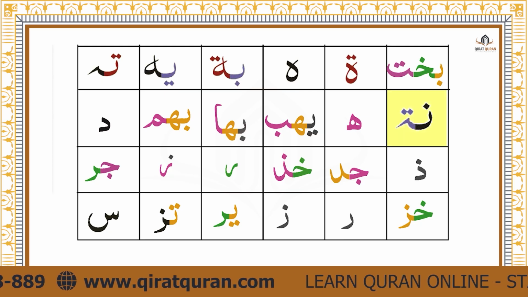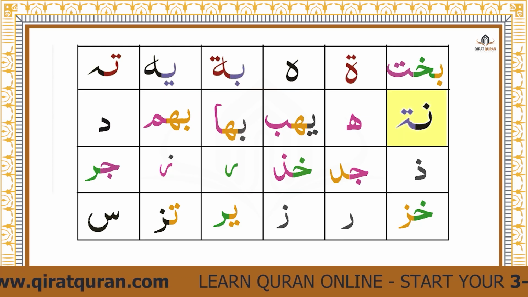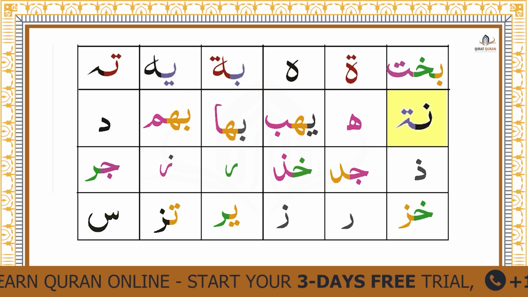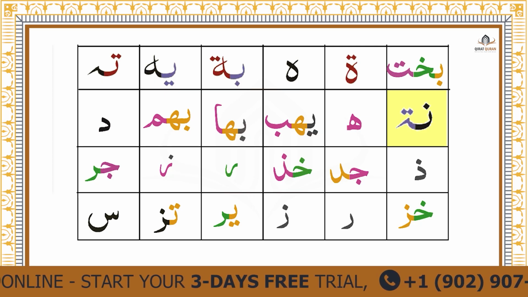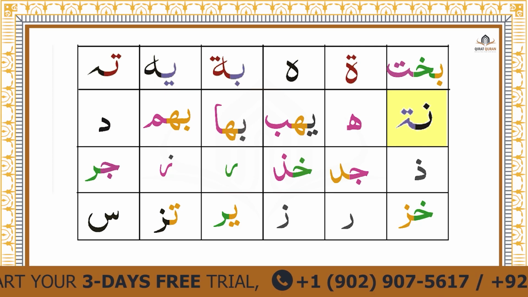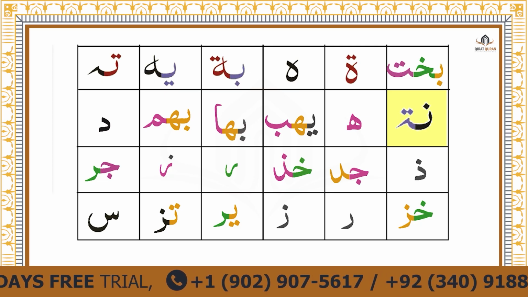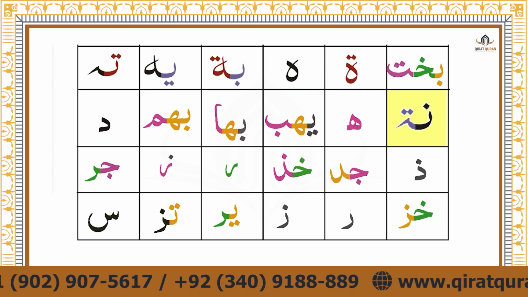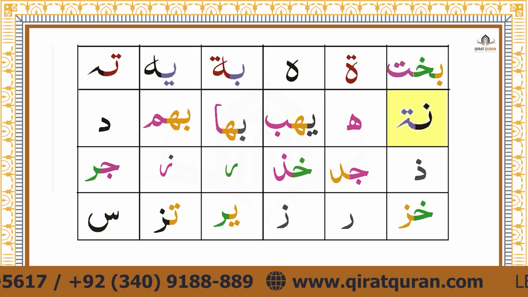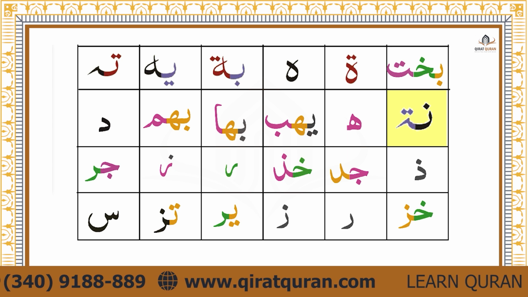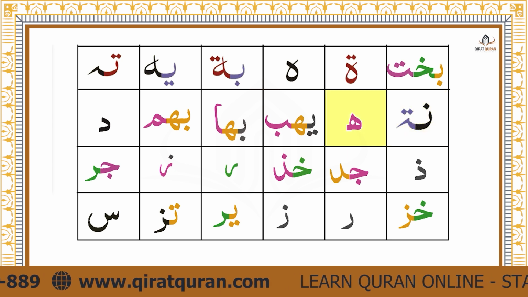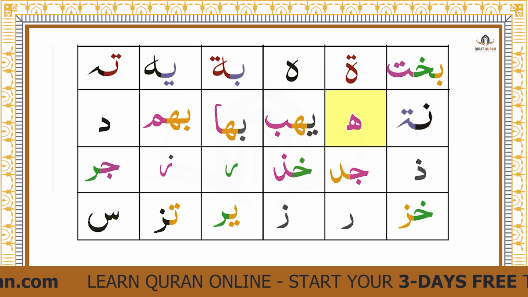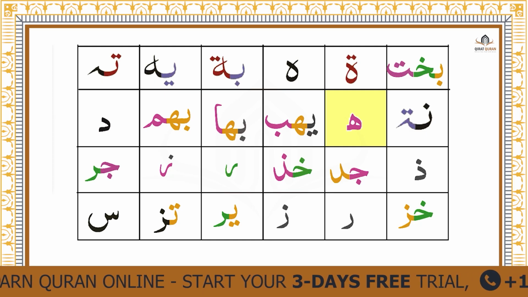Then there are also two letters. The first one, which has a dot at the top, is Noon. The black one is Noon. And then the second letter, which has two dots at the top, is Ta. Noon, Ta. Then we read about this one, that this is Ha.